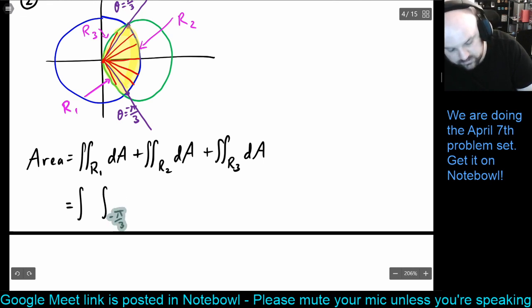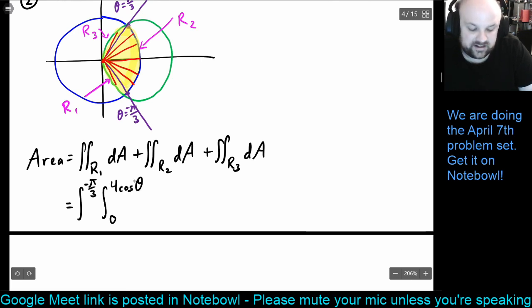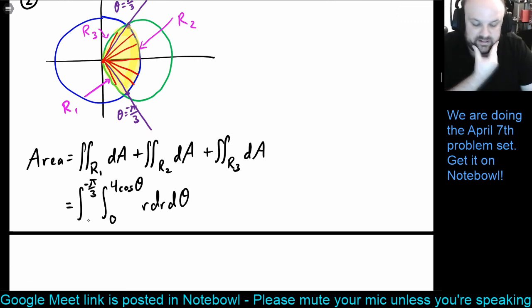Oops, sorry. So this one should go to minus pi over 3 for theta. R goes from 0 to 4 cosine theta, because it starts at the origin and ends at the green circle. That's r dr d theta. What is the lower bound on this?